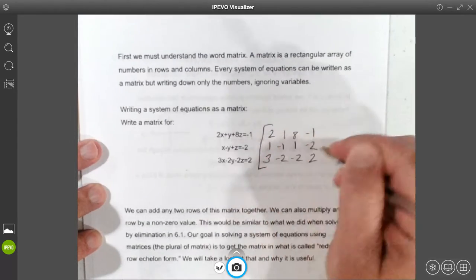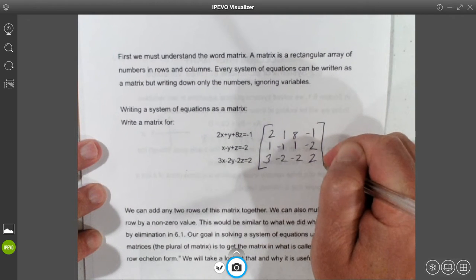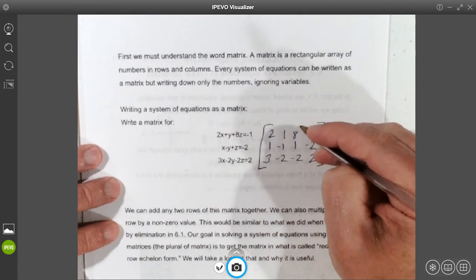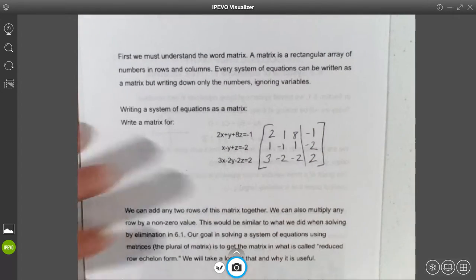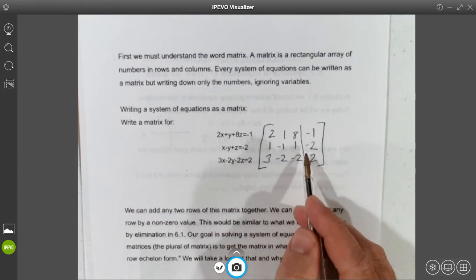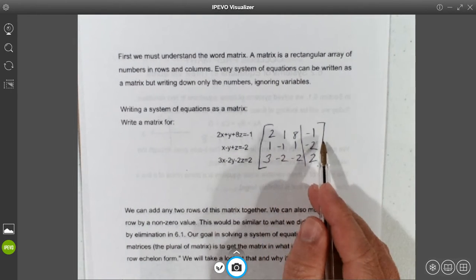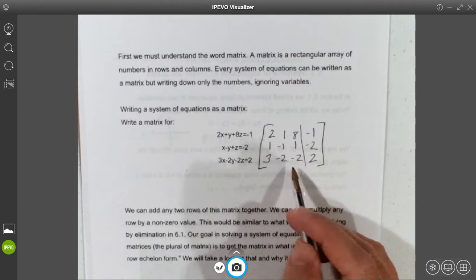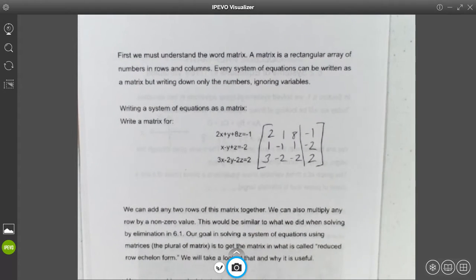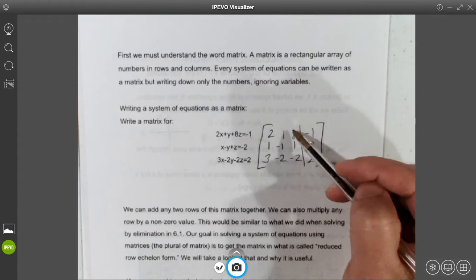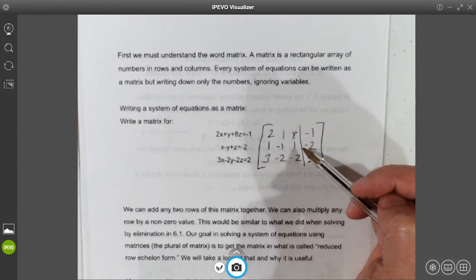And then a lot of times we put those symbols around a matrix. And a lot of times this is what's called an augmented matrix, because we've got not only the variables themselves, but also the answers here. So this is how we would write that matrix. Okay. So again, that's all a matrix is. It's just this collection in rows and columns of numbers.